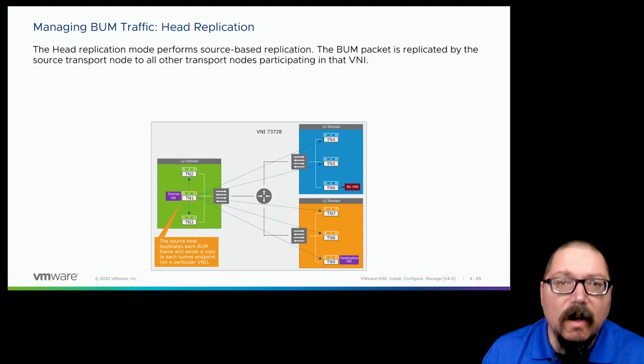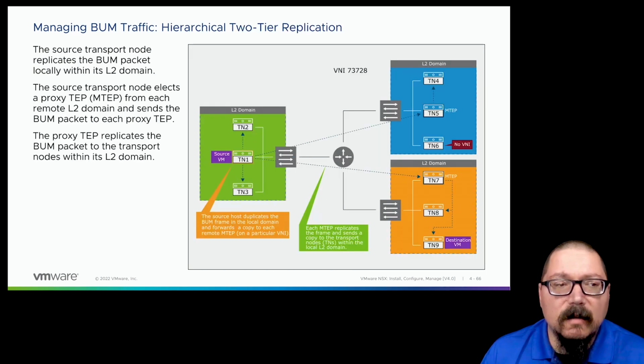Now, that places all of the burden of replication on the source hypervisor and sends a whole lot of packets all around the network from one spot. That may or may not be desirable.